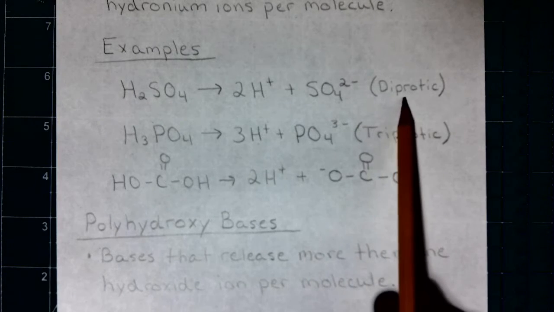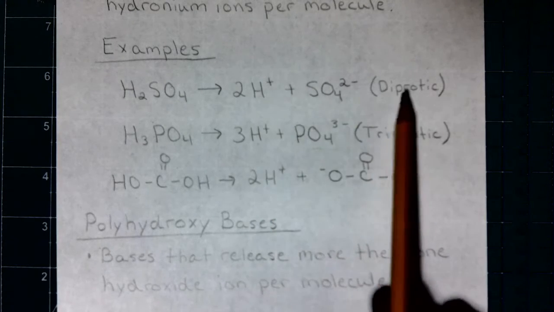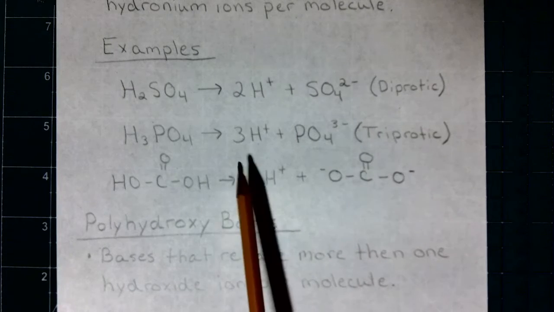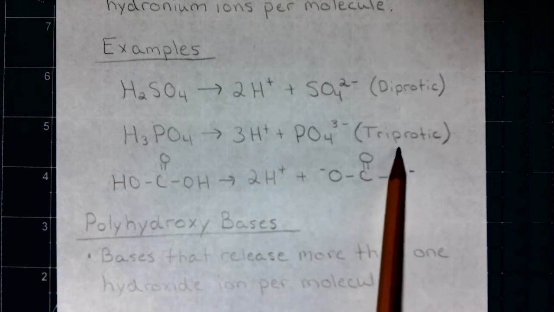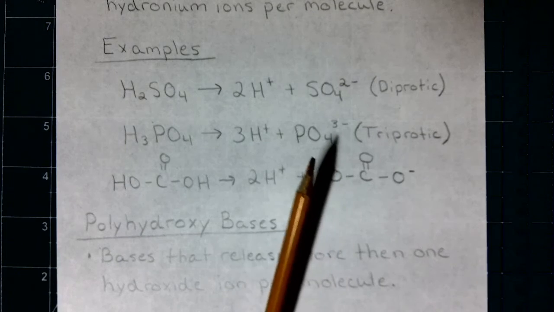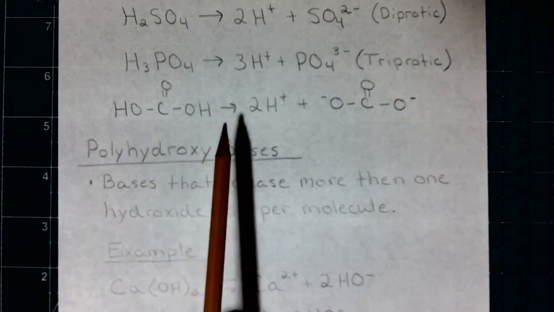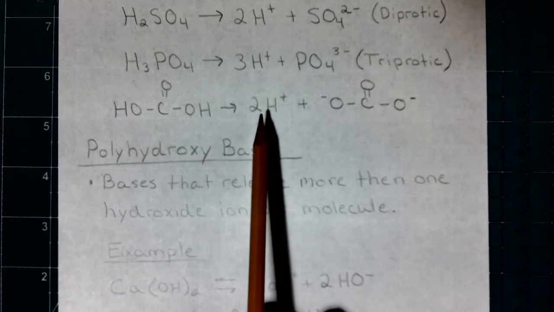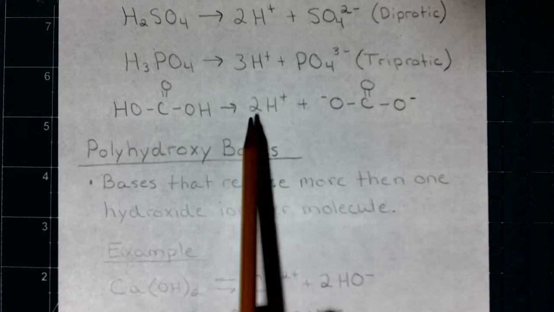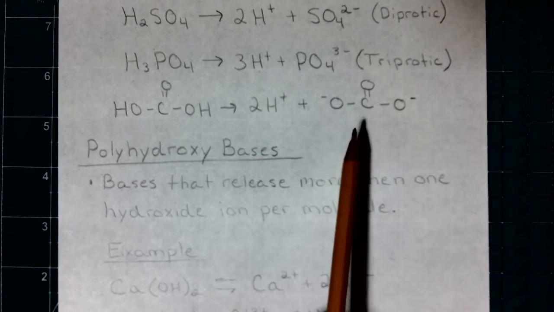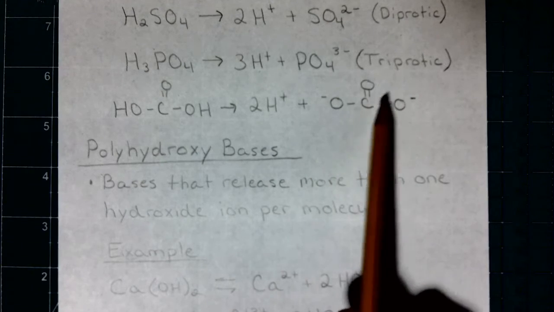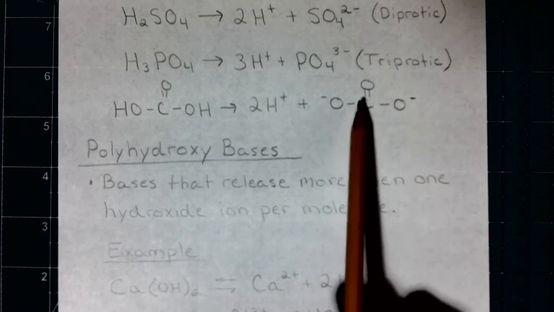We have special names for these, so when it releases 2, we can call it diprotic. When it releases 3, we'll call it triprotic. This here is oxalic acid. This is an example where we have a diprotic acid that is organic, and again, this has like a resonance structure to kind of stabilize it.